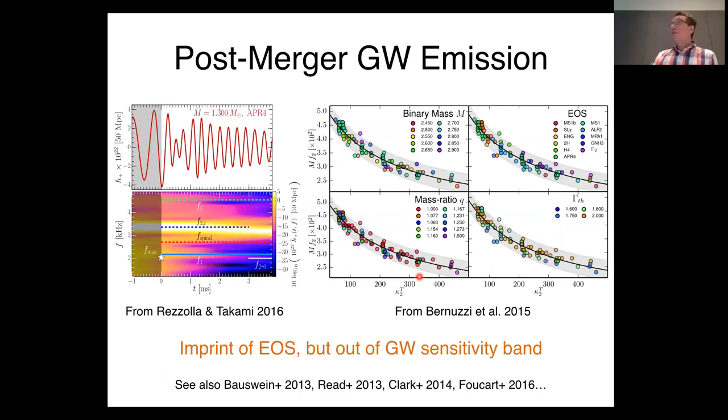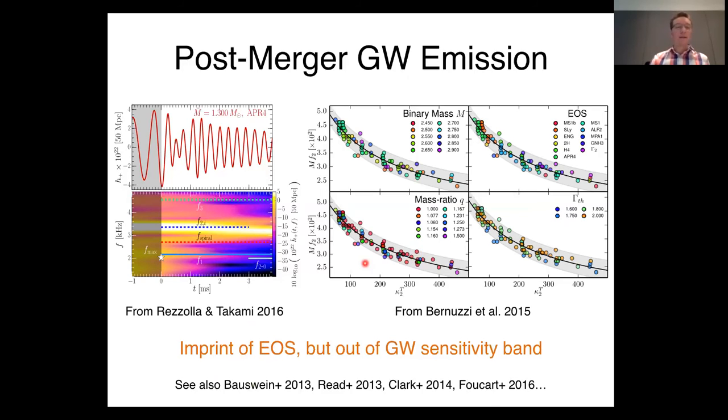As I mentioned briefly before, the post-merger evolution has a characteristic frequency. So the gravitational wave spectrum of the post-merger, which is shown here in this figure I took from this recent work, has a characteristic frequency which has an imprint of the equation of state and on the properties of the binary, and also a number of other features which have been discussed quite a bit in the literature in the past few years, since they were first discovered by Bauswein and collaborators in 2013.